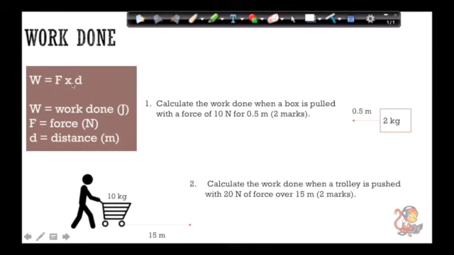In the equation sheet that you'll get in the exam, you'll get work done described in this equation. Work done equals force times distance, and in that equation you'll get what each of the letters mean. You'll get W equals work done, F equals force and D equals distance, but you will need to remember these units. So you've got a J for joules, capital N for newtons and M for metres.